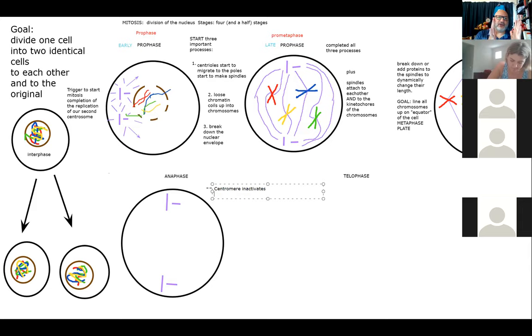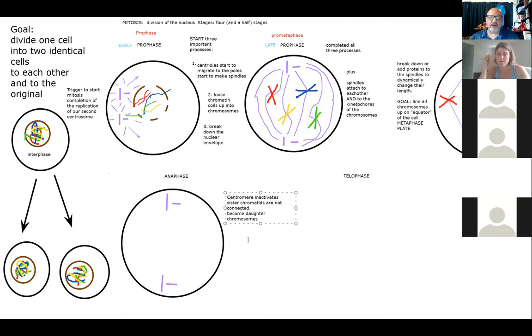And when they're not held together anymore, they're technically not sister chromatids anymore. So our sister chromatids are not connected. And when they're not connected, technically, now they're referred to, so we'll say it this way, become daughter chromosomes. And once we have those daughter chromosomes, what happens is those spindle fibers rapidly pull the daughter chromosomes to the opposite poles.